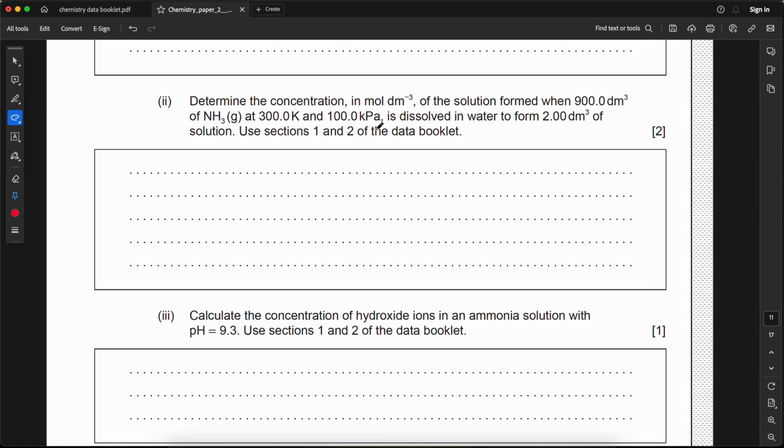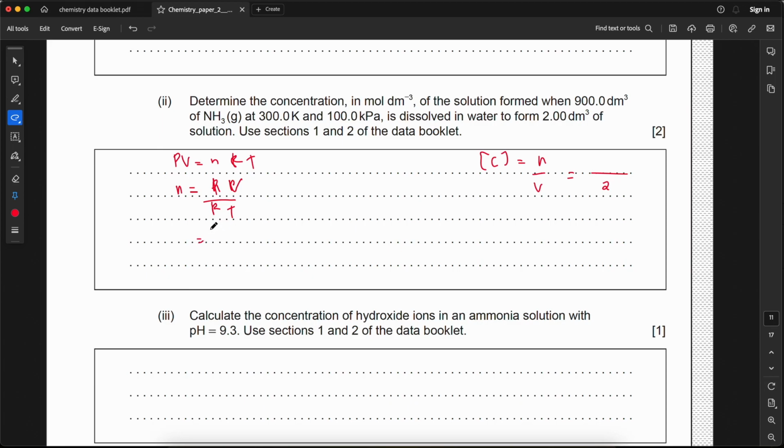Determine the concentration in mol dm^-3 of the solution formed when 900 dm^3 NH3 at 300 Kelvin and 100 kilopascal is dissolved in water to form 2 dm^3 of solution. Okay, so to find concentration, we need to use this formula, but we don't have mole, but we have volume, which is 2. So to find the mole, we need to use PV and RT because there is pressure here. So that would be PV divided by RT.